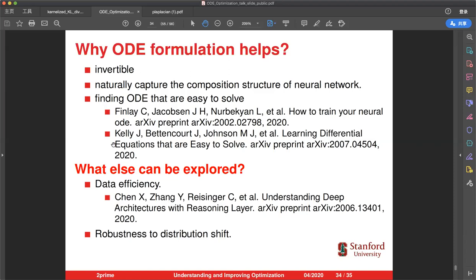But what else can be explored? All my talk here is about the modeling part and the optimization part. But there is still less work done on the inference part. What will we do at test time? I will change my data, right? Will it be robust? Will it be data efficient in learning the objective? And because you have another time structure here, will it be robust to some distribution shift? These can also be some open questions.